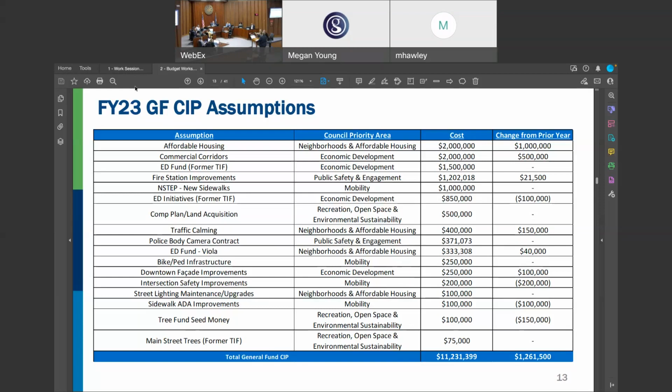And what paid for the restriping on Augusta, the diet? That was paid for by part of the NIB funds. Okay.